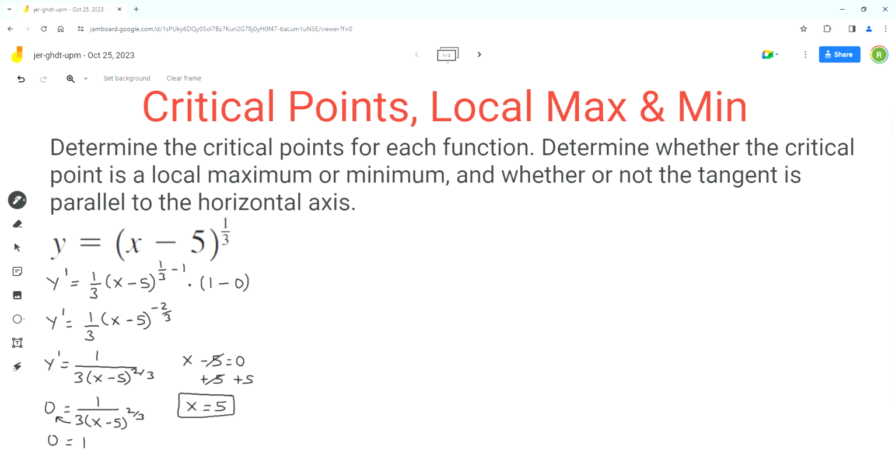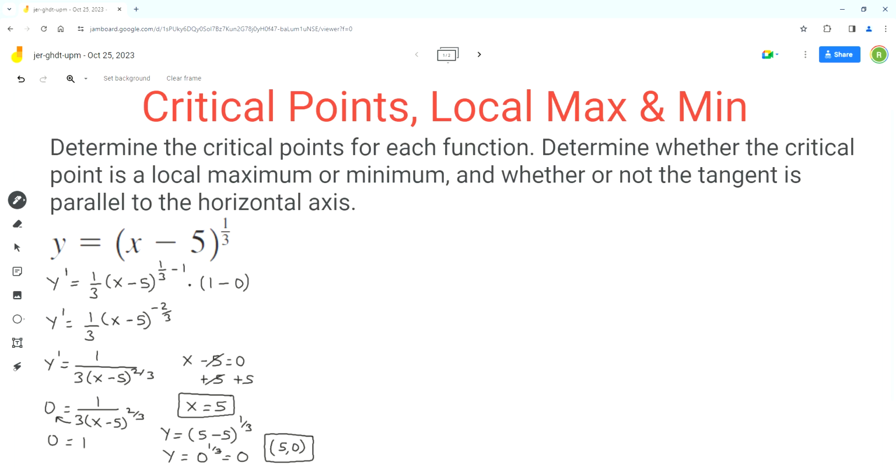And now we can find the y value for this x value so that we can find the critical point from this critical number. So we get y equals, so we sub in x as 5 in the given function. So 5 minus 5 exponent 1 over 3, and 5 minus 5 is 0. So 0 exponent 1 over 3, which is equal to 0. So the critical point is 5 comma 0. So this function has only one critical point, 5 comma 0.